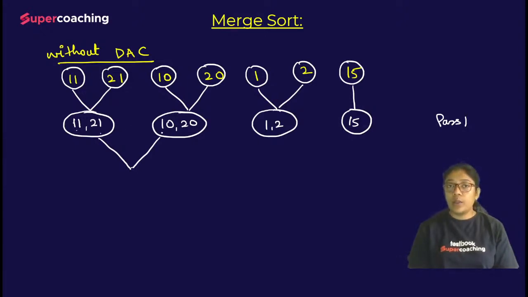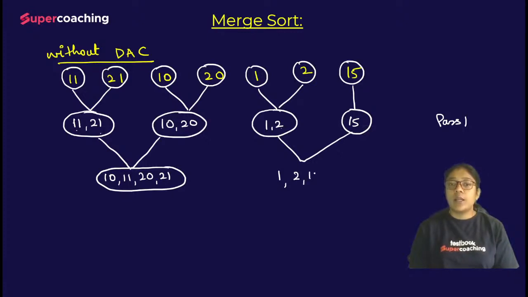10 will be compared with 11, or 11 will be compared with 10, so 10 is smaller. Next, 11 will be compared with 20, 11 is smaller. 20 will be compared with 21, 20 is smaller. Then we are getting 21 here. So we got one list here. Merge them. 1 will be compared with 15, 1 is smaller. 2 will be compared with 15, 2 is smaller. We are left with one element. This is the output after pass 2.